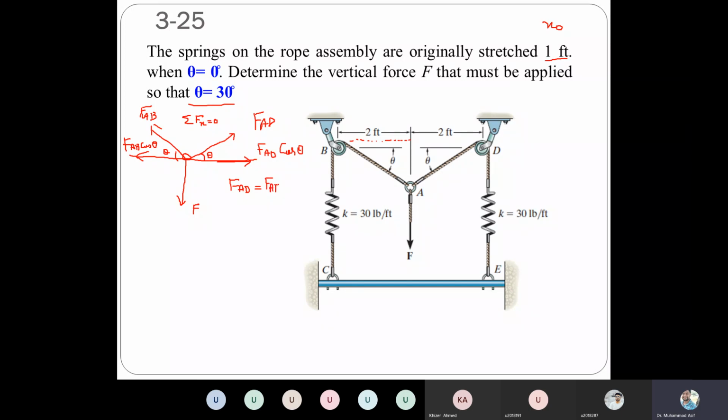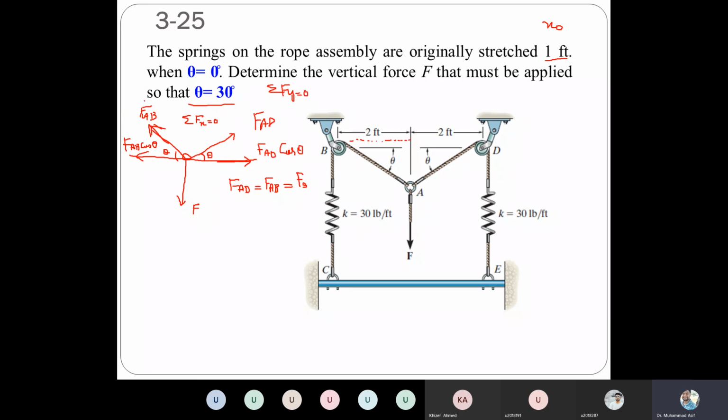Since both are equal, we can give a common name, let's say Fs. In order to figure out this force F, we need to figure out the spring force, either one, because both are equal. Once we figure out one spring force, that is equal to the other. Then we can apply the second equilibrium equation, sum of all the forces in y direction is equal to 0.